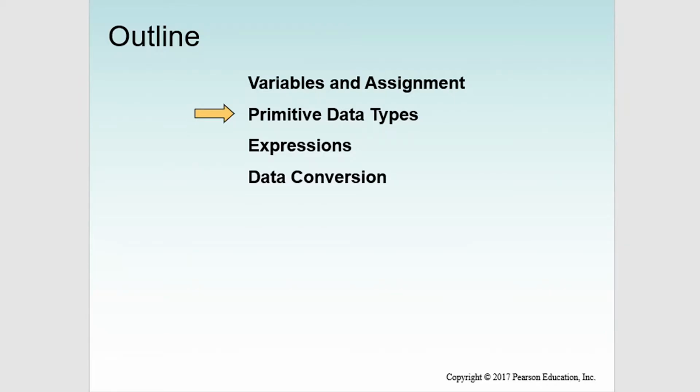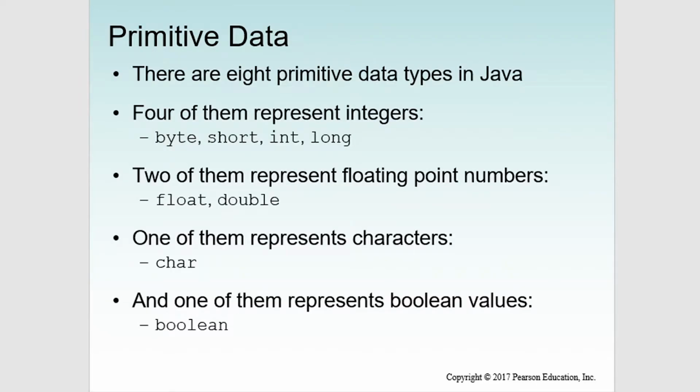Primitive data types. There are 8 primitive data types in Java. 4 of them represent integers: the byte, short, int, long. 2 of them represent floating point numbers: float, double. 1 of them represents characters, char, and 1 of them represents Boolean values, which is the boolean.